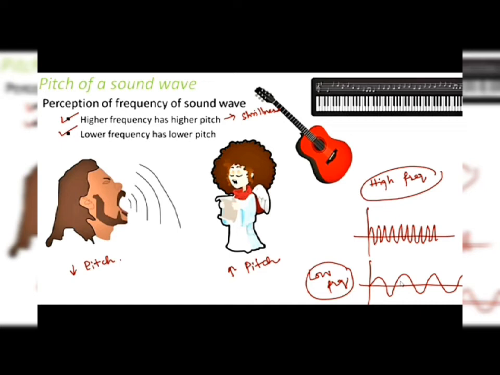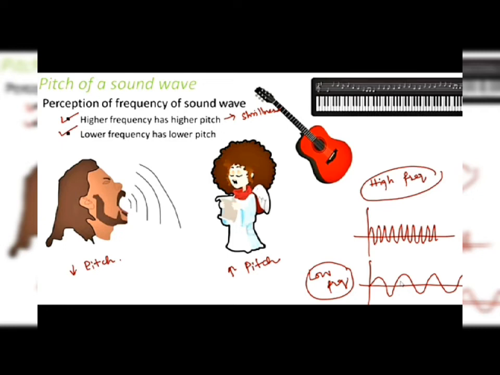For example, a female voice has higher pitch as compared to a male voice. A male voice has a lower pitch, so a male voice is less shrill. So this means the frequency of sound produced by a female is higher. Now what do we mean by high frequency?